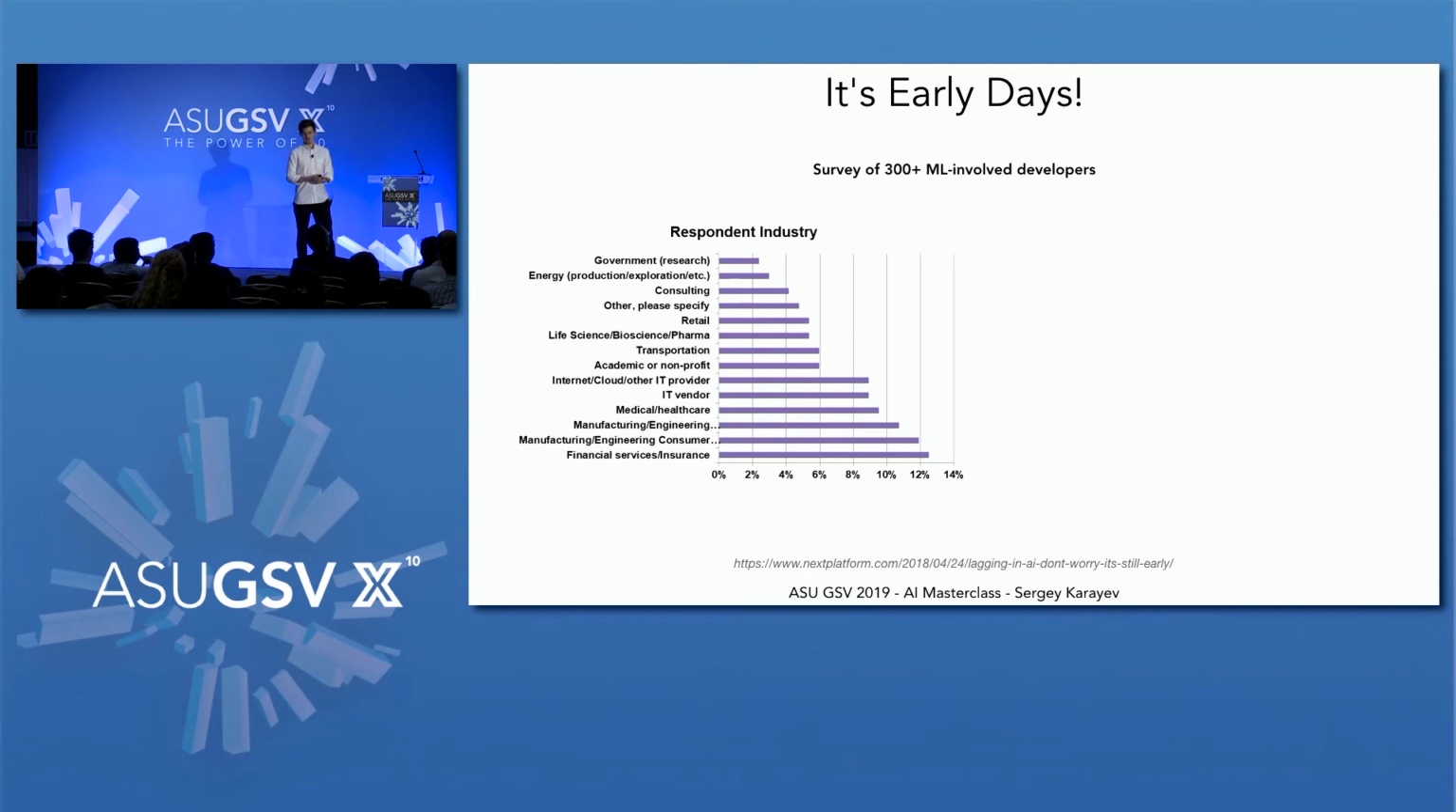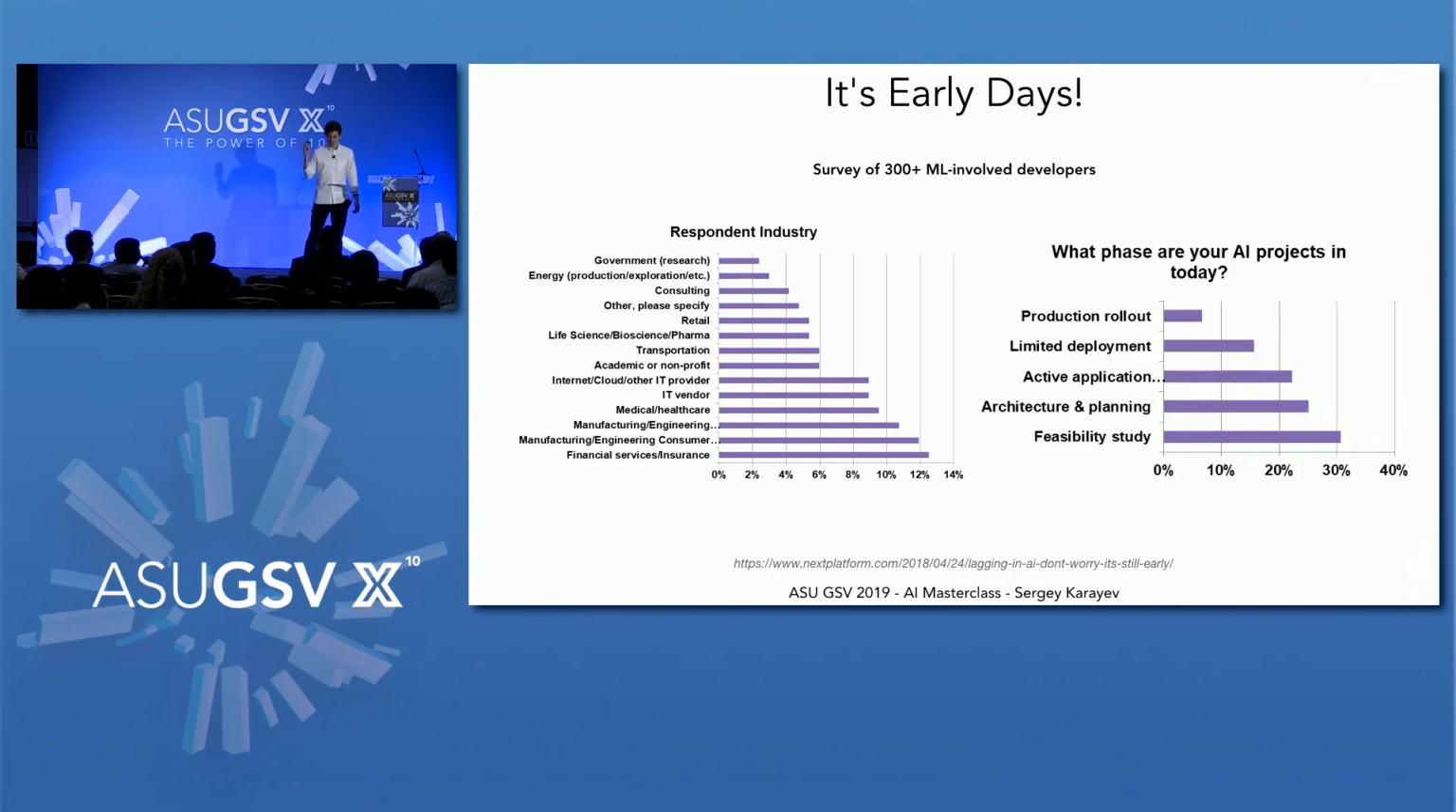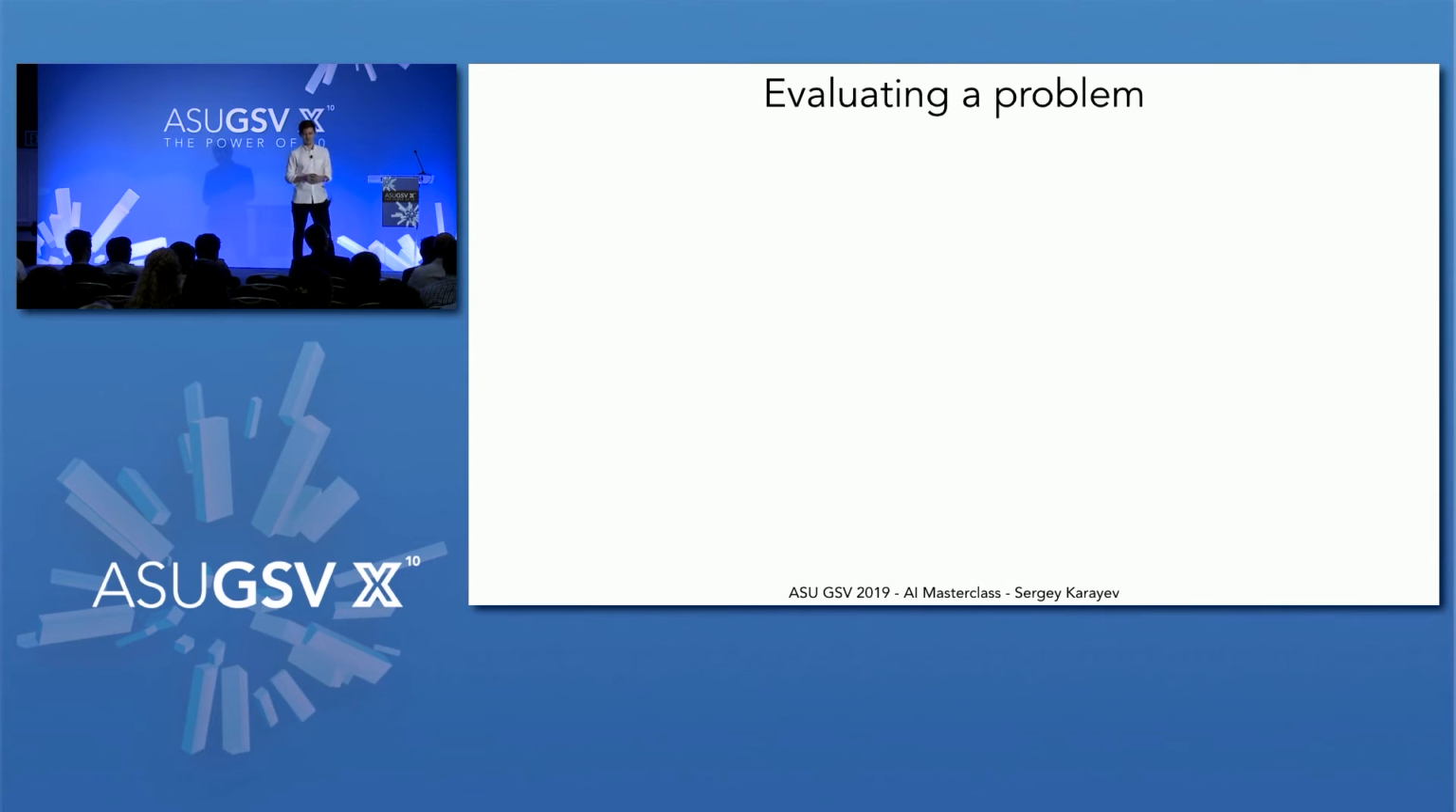So this is a survey from 2018 of a bunch of developers doing machine learning from all kinds of industries. What phase are your artificial intelligence projects in today? Production, limited deployment, actively developing, planning, or just a feasibility study. The production rollout is less than 8% of all the respondents. Most people are still in the feasibility study. So I just want to reassure people.